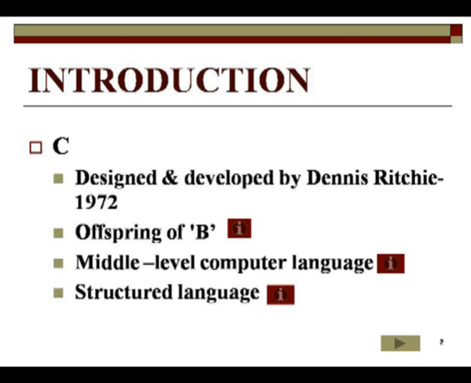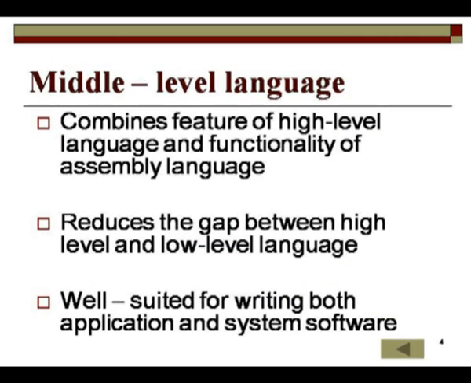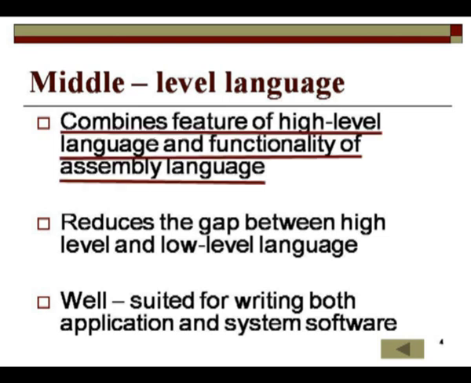Now C is called a middle level computer language. Now what does this middle level computer language signify? A middle level language means something in between the high and the low level languages. So C combines the features of a high level language and the functionality of an assembly language. A high level language is something that we users can understand, and a low level language or an assembly language is one that the machines can understand. So we needed a language that could bridge the gap between us and the system. So that was perfectly done by the software language C.